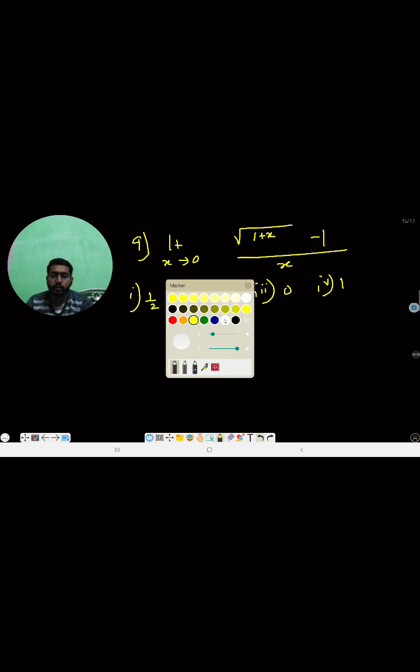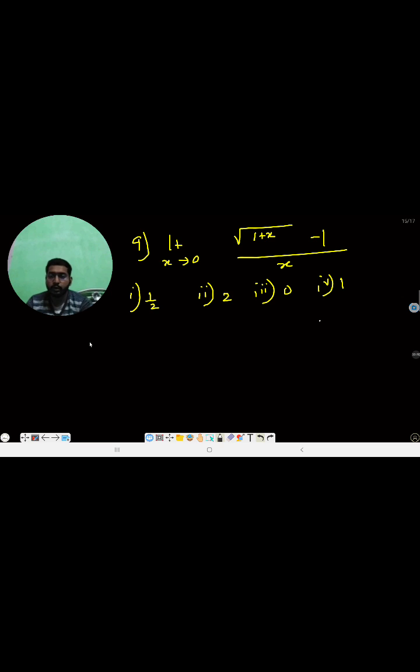So I can do it like this. If I do L'Hopital, it will be a lot easier. Look, again if I put x equals to 0 here, 1 plus 0 will be 1, 1 minus 1 will be 0, and the denominator is again 0, so it is 0 by 0 form. So 0 by 0 form means we have to differentiate the numerator first. So root over of 1 plus x.